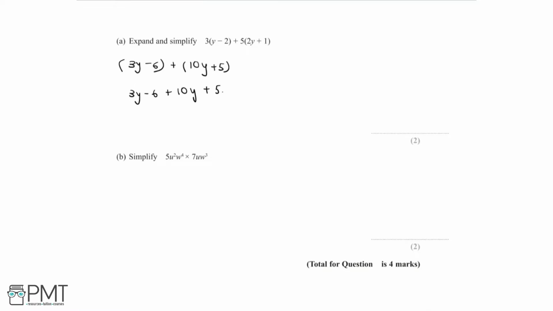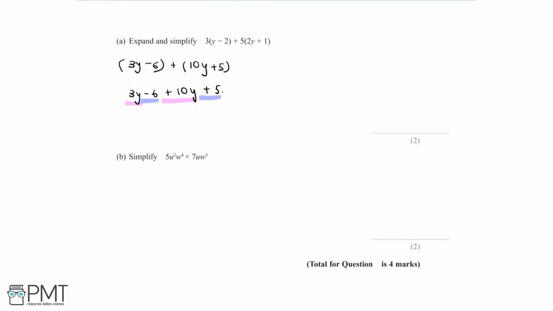And so we can collect like terms. We can use colours to identify the like terms. 3y and +10y are both like terms because they're both terms of y, and then we have the constants -6 and +5.